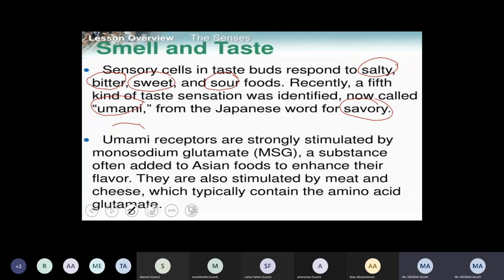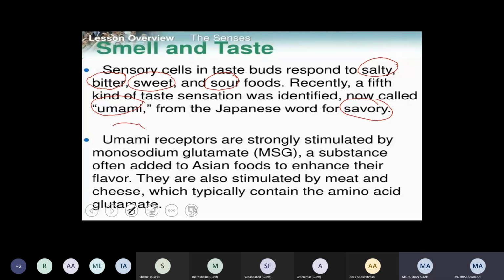These receptors are strongly stimulated by monosodium glutamate, MSG. It is a chemical substance often added to Asian food to enhance its flavor, right? It is monosodium glutamate. It's a chemical, you know.